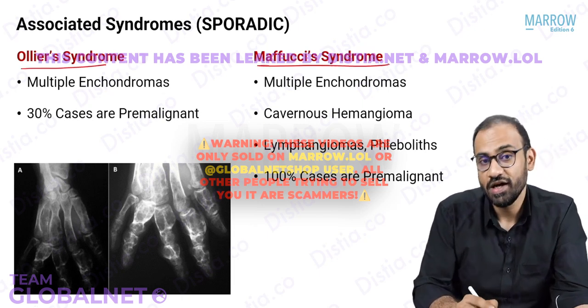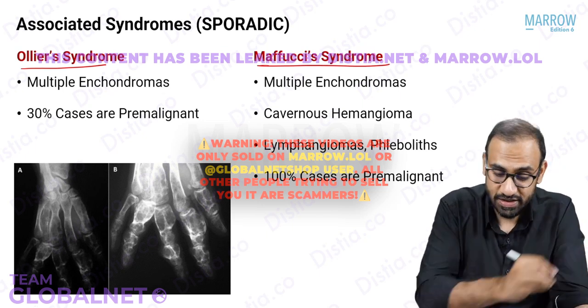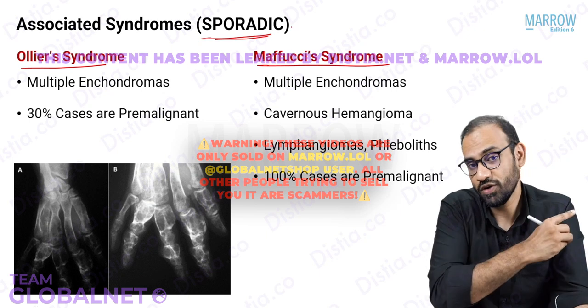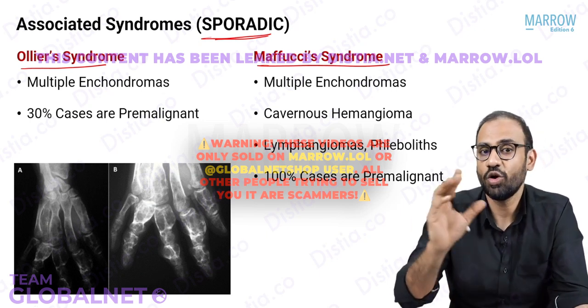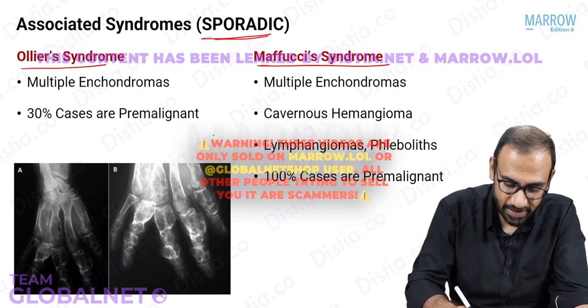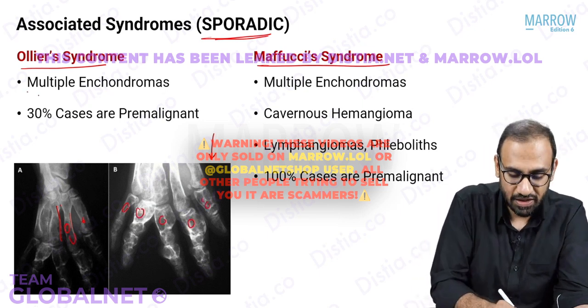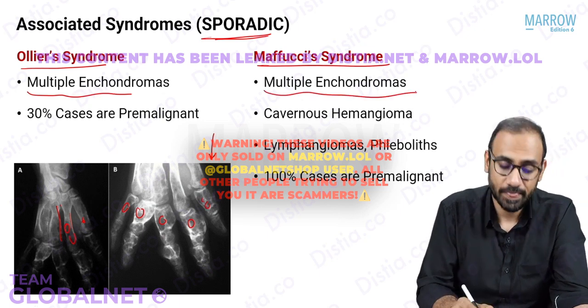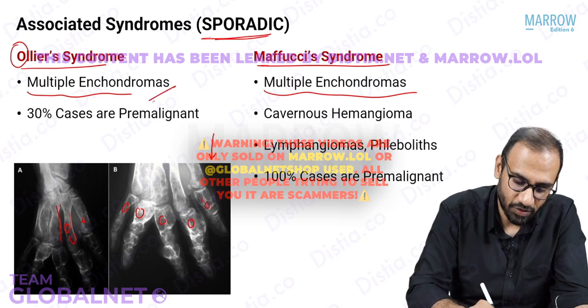What happens here? Now, unlike hereditary multiple exostosis, this is a sporadic condition. That was for autosomal dominant. Here, the patient has multiple enchondromas in the bones, as evident by this X-ray. Look at the phalanges and the metacarpals here. Multiple cartilaginous lesions, right? So multiple enchondromas. In Ollier's, there is only one problem, that is multiple enchondromas.